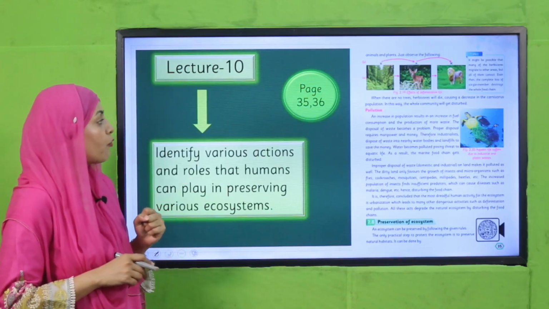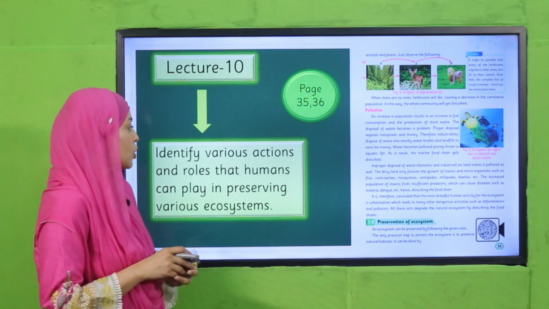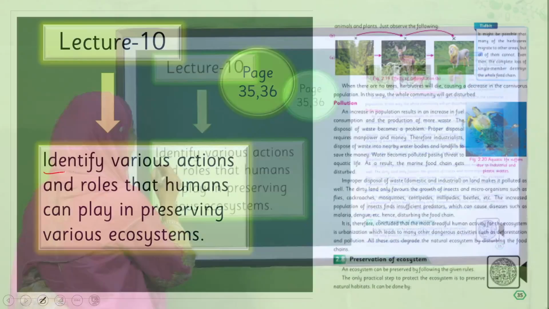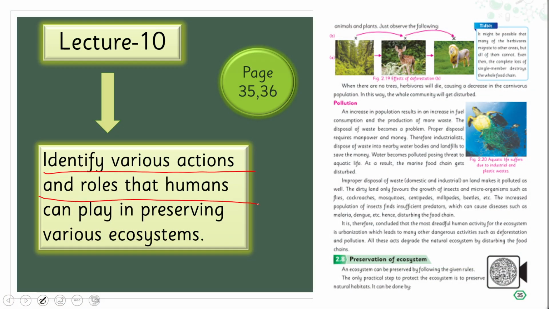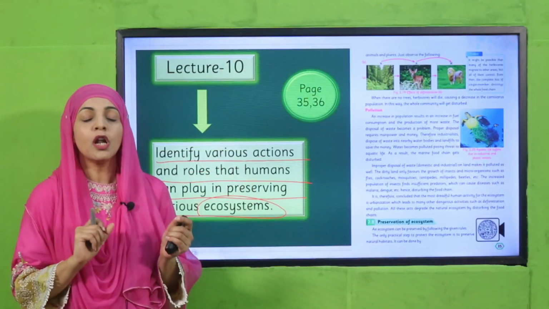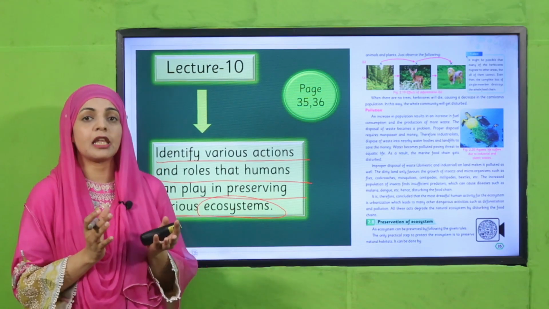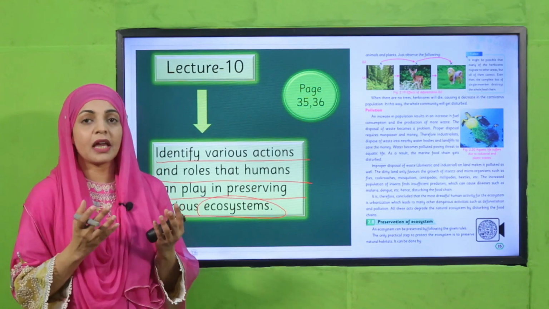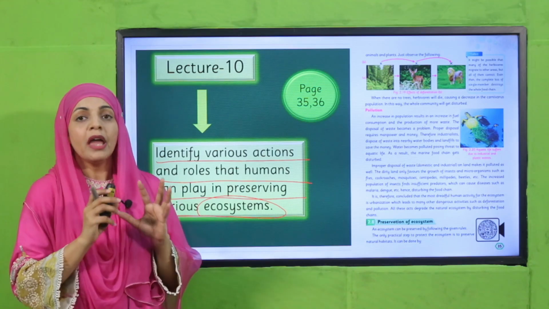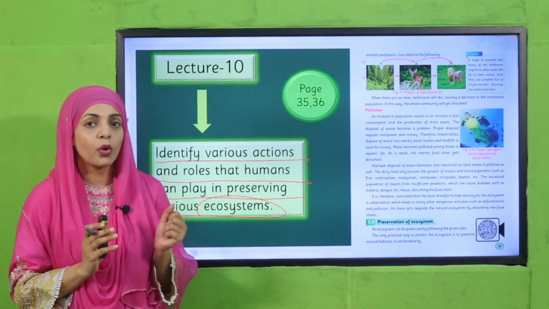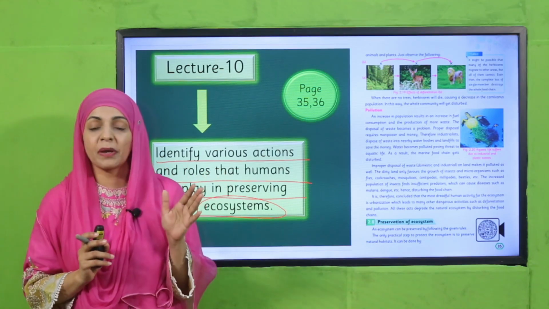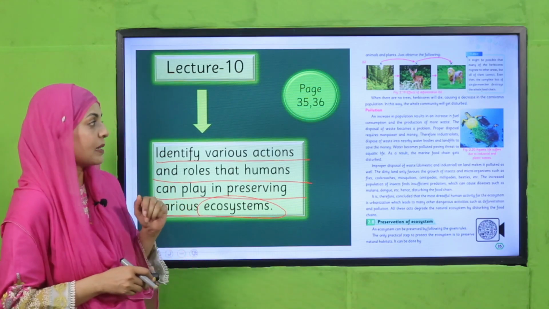Then we will move forward towards lecture number 10, and in lecture number 10 students will be able to identify various actions and roles that humans can play in preserving various ecosystems. So my dear students, क्योंकि human activities की वजह से बहुत ज़्यादा destruction हो रही है ecosystems के अंदर, तो कैसे हम इनको preserve कर सकते हैं, कौन सी activities हैं जिन्हें करने से ecosystems effect नहीं होंगे और destroy नहीं होंगे. This will be discussed on page number 35 and 36 in lecture number 10.